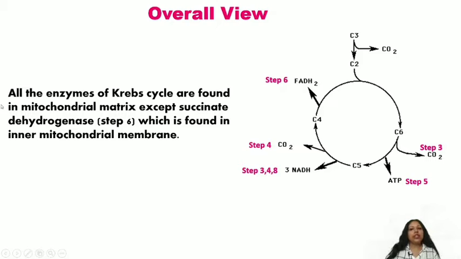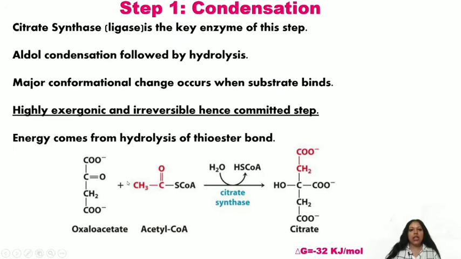The point to be noted here is that all the enzymes of the Krebs cycle are found in the mitochondrial matrix, because this reaction happens in the mitochondrial matrix, except succinate dehydrogenase, which is found in the inner mitochondrial membrane. Succinate dehydrogenase catalyzes step 6 of this cycle, and we will discuss this enzyme in detail when we study the electron transport chain, correct? So now it's time to discuss the step by step reactions of this cycle, starting from step 1, which is known as condensation, or more commonly aldol condensation. Citrate synthase is the key enzyme of this step.